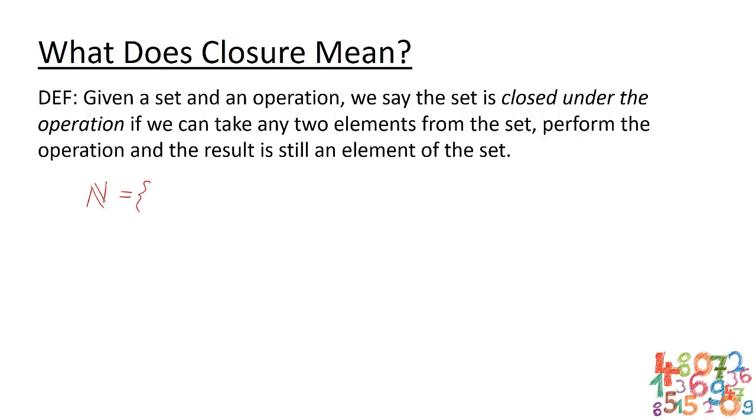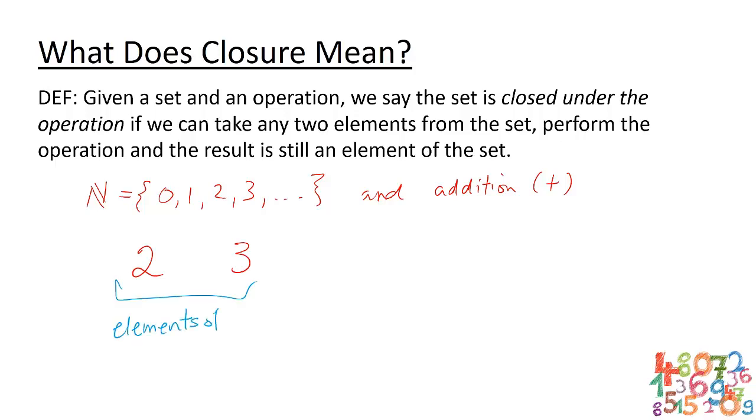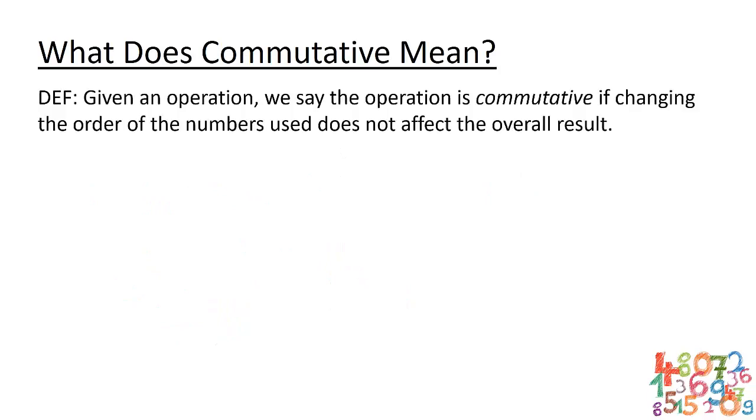For example, let's take the set of natural numbers and the operation of addition. We can scan through our set and take two elements, such as 2 and 3, and perform the operation of addition to get 5. 5 is an element of the set of whole numbers. Hopefully you can convince yourself that it doesn't matter which two elements we start with, we're always going to get a sum that's a whole number. So this set is called closed under addition.